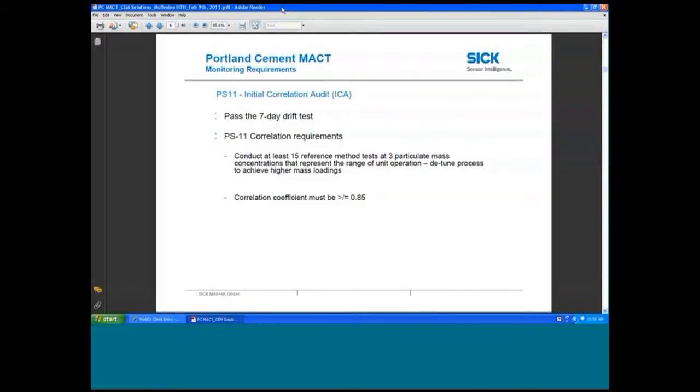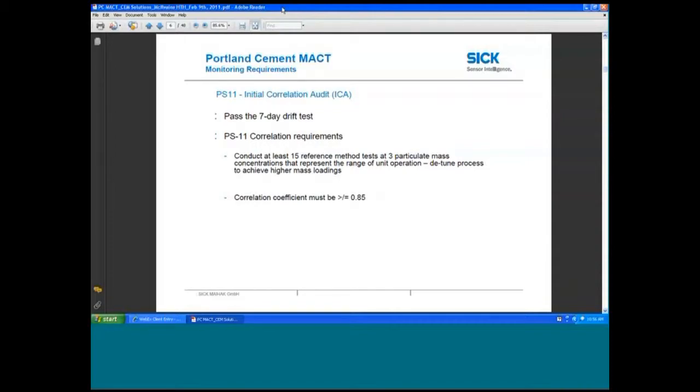And then, and more problematic for people that have been saddled with PS11 requirements in the past, is that you must do a correlation against a known reference method, usually a Method 5 or 5B. And the requirement says you have to conduct at least 15 different reference method tests at, and here's usually the rub, 3 different particulate mass concentrations that represent the range of unit operation. Normally, the plant is forced to then detune the process in some way to achieve these higher mass loading concentrations.